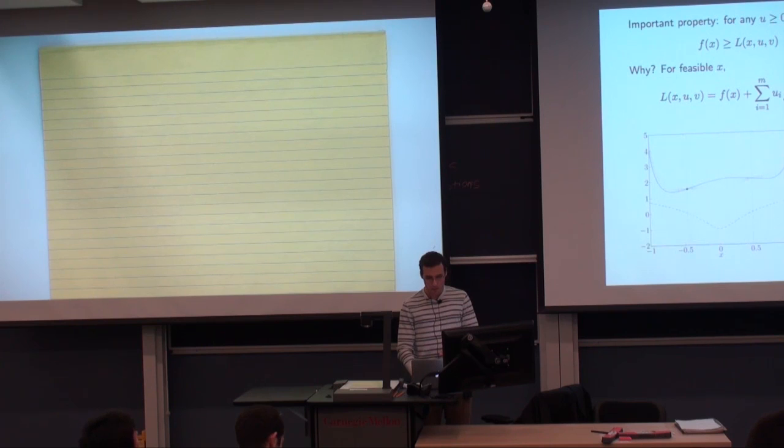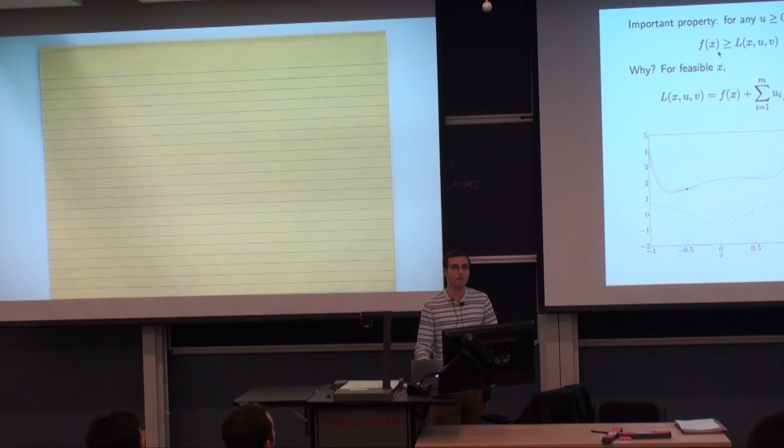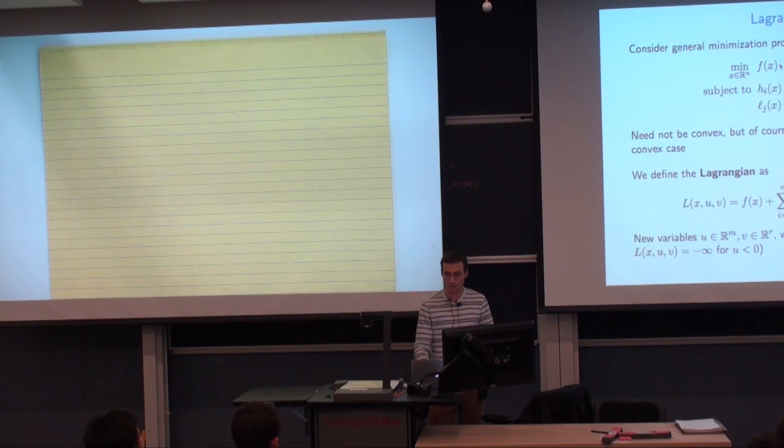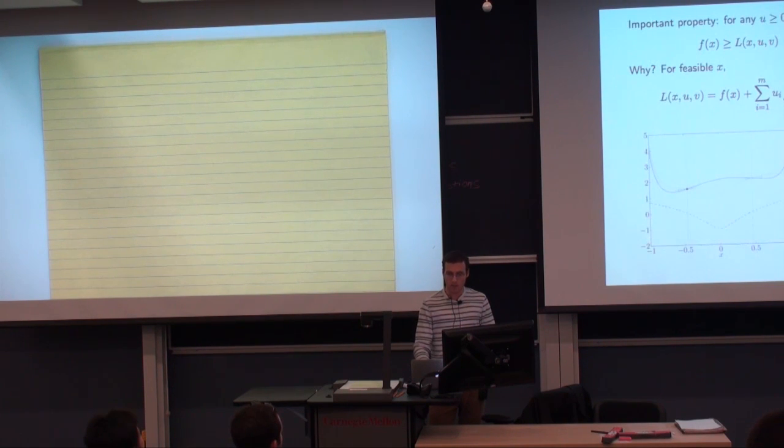One of the properties of the Lagrangian is that it's always smaller than or equal to f if x is feasible. So if I take any u and v, where u is nonnegative in each coordinate, and x is a feasible point for this primal problem, which means it satisfies these constraints, then the Lagrangian is always smaller than or equal to f. So it lower bounds f everywhere over the feasible set. And that comes just from the fact that the equality term is 0 in the feasible set and the inequality term is non-positive, so the whole thing is smaller than or equal to f of x.